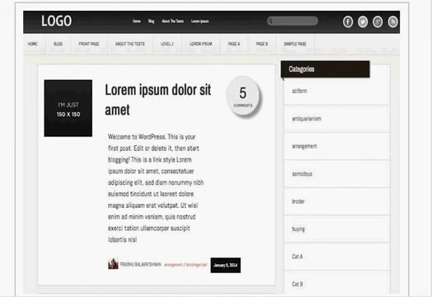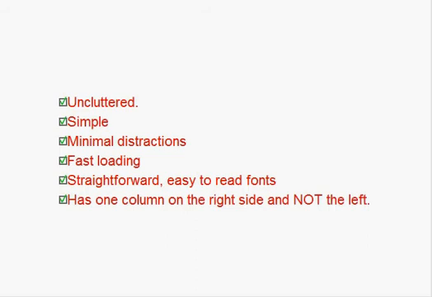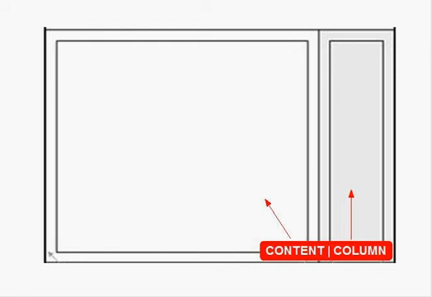Remember, your goal as an affiliate marketer is simple. You want your users to click your affiliate links and purchase the products. That's how you make your commissions. Anything that detracts from that goal is useless and not good as far as a WordPress theme. So basically, you want a WordPress theme that is uncluttered, simple, with minimal distractions, fast loading, straightforward, easy to read fonts, and has one column on the right side, not the left.